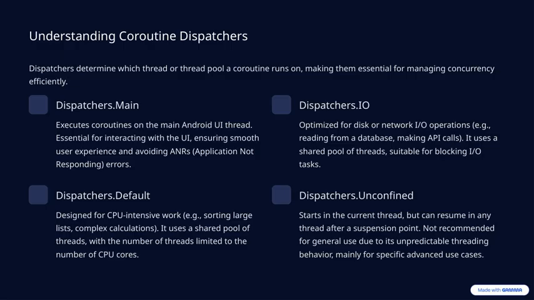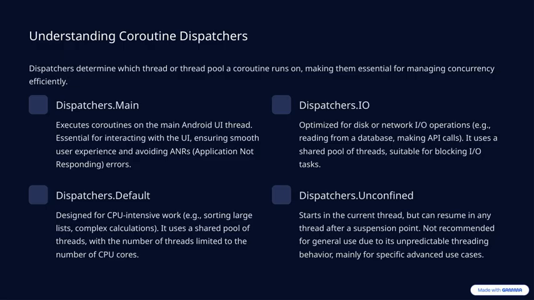Next, we have Dispatchers.IO. This dispatcher is optimized for disk or network input and output operations. Think of tasks like reading data from a database or making API calls. That's where IO comes into play. It uses a shared pool of threads, which is perfect because blocking IO operations can take some time, and you don't want to tie up your main thread.